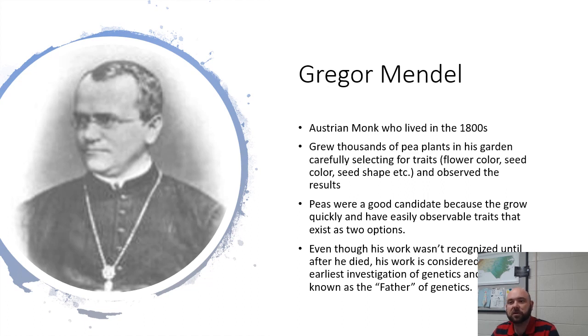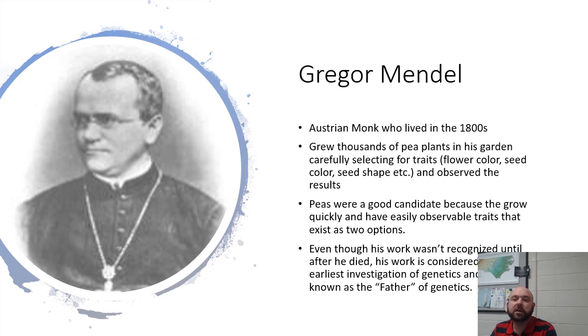He was able to gain some understanding because we only had two options in a lot of those traits that we just talked about. The flower color was either white or purple. There was no reds and greens and blues to worry about. Seed color was either green or yellow. Seed shape was either wrinkly or smooth. So those were very advantageous characteristics of the pea plant.